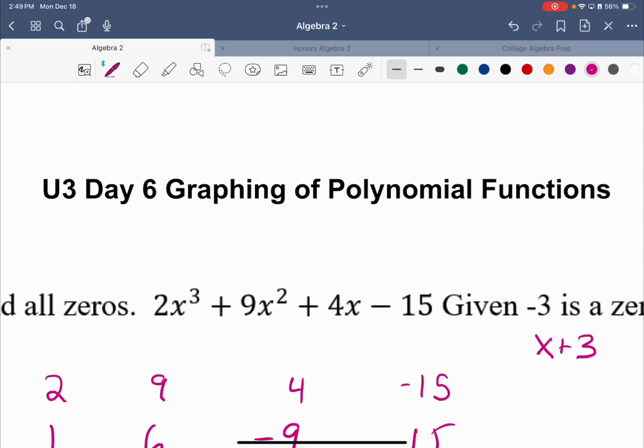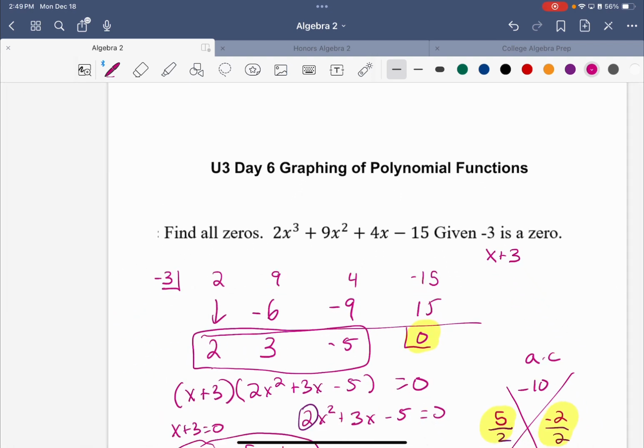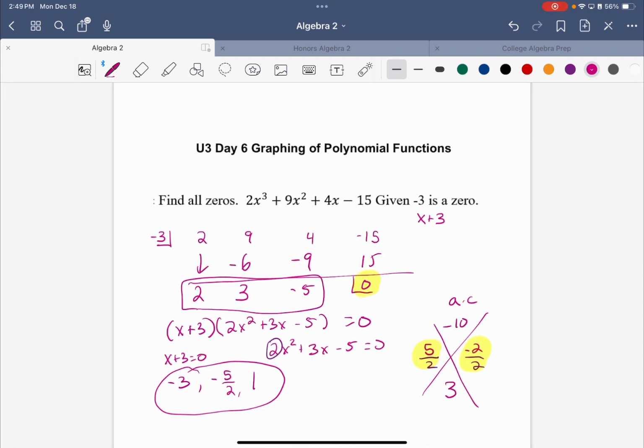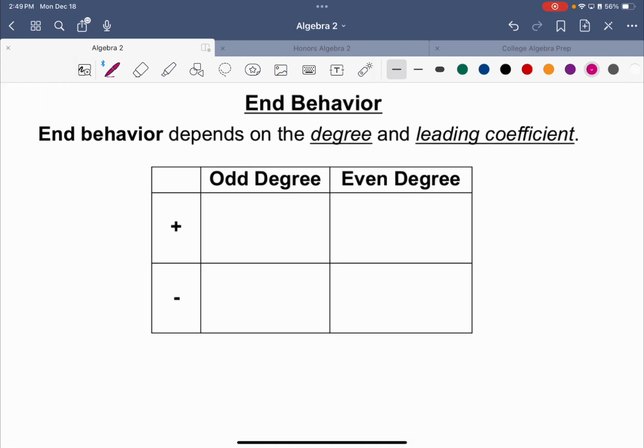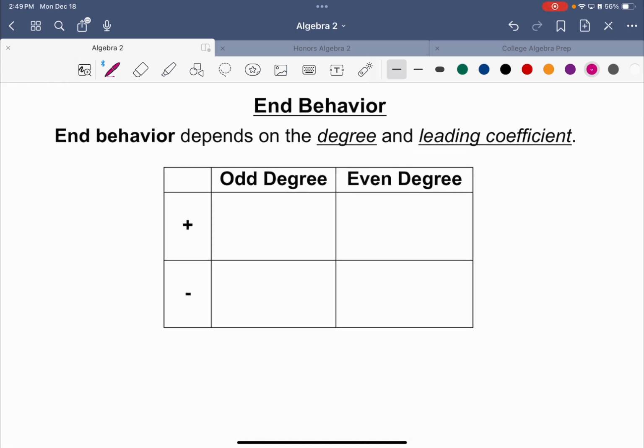Last section of the chapter as well. We'll spend a couple days on this. We'll get through a vast majority of the notes today. Look at a couple examples tomorrow and we'll call it good. So when we're graphing polynomial functions, there are several things that we need to look at. And we've talked about end behavior in the past, so this isn't anything new.